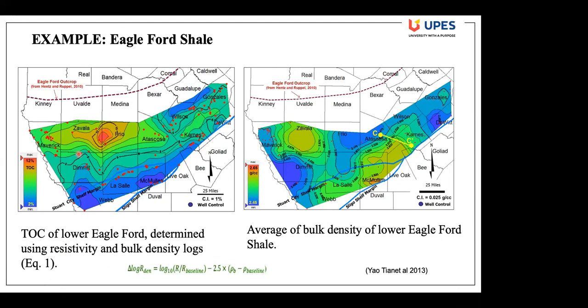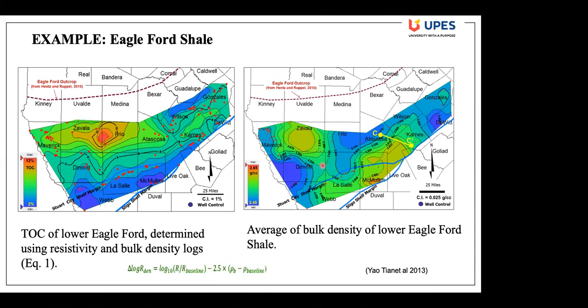So in the first case, this is the example of TOC of Lower Eagle Ford determined using resistivity and bulk density log. Here, these red dots are showing the well locations, and you have generated data using well log for TOC data for these locations, and finally prepared the contour map, and this is the location where you have highest TOC value. So in this map, you are getting near Zavala and Frio. This is the zone where you have high amount of TOC content.